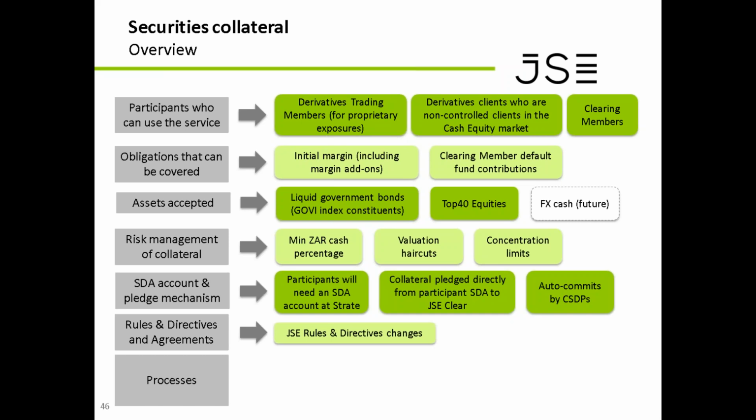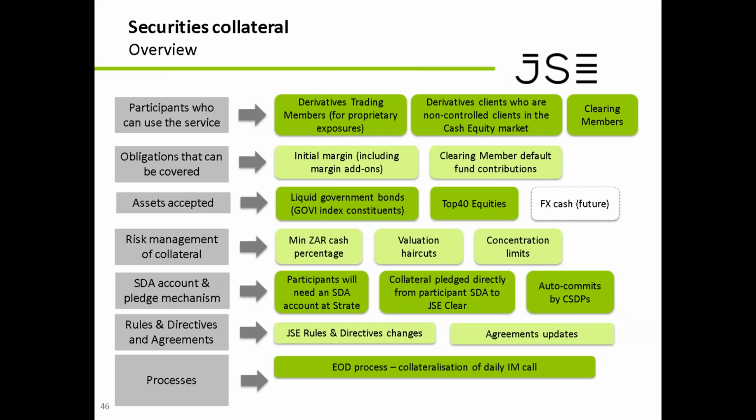There are definite changes that need to be made to the JSE's rules, and updates to agreements with clients. And then we've got two processes. We've got an end of day process, in which we send out the latest initial margin requirement. Then we also have an intraday process where we allow for changes and top-ups. If the price of the security changes, we allow you to withdraw security. Those are the two main processes.